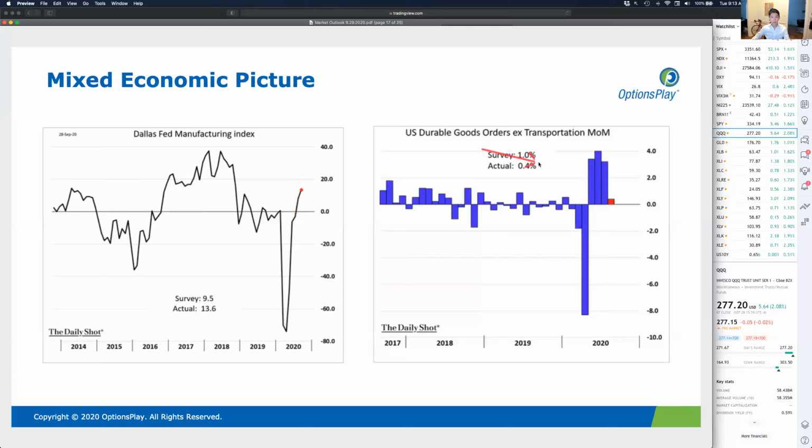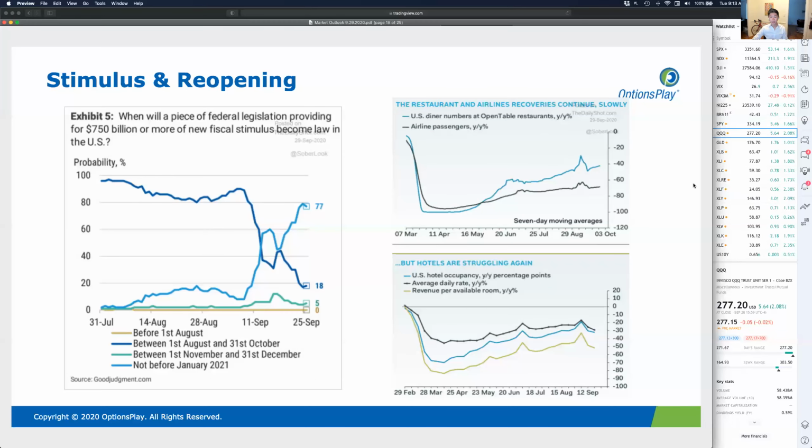But this month, the survey was for 1% growth, the actual was 0.4, so significantly lower than expected. This is one of the riskier parts, in my opinion, to the economic recovery from a consumer spending perspective. Are consumers starting to pull back a little on this front? Durable goods certainly is a potential indicator to keep an eye on for that. And I think another chart that really speaks to the weakness we've seen over the past 3 to 4 weeks is the probability investors have put on the new stimulus bill. So this is only a bill of $750 billion or more.